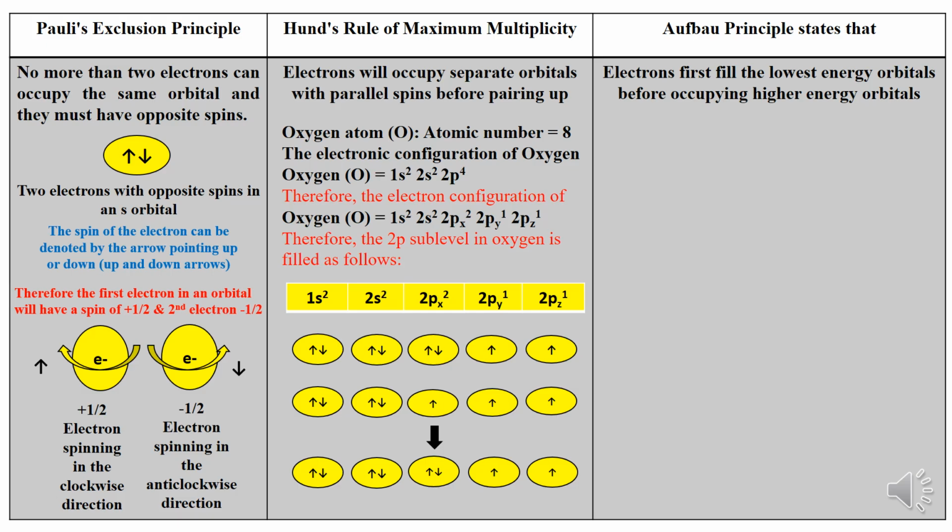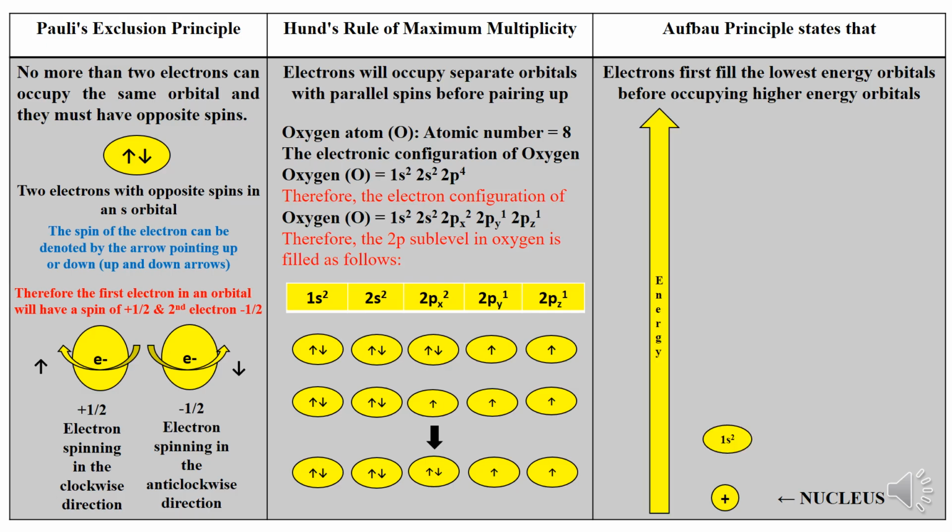And moving on to the Aufbau principle. Now Aufbau principle states that electrons first fill the lower energy orbitals before occupying the higher energy orbitals. So let me explain this particular principle. So we got the nucleus of a particular atom, and the electrons will first fill the low energy orbitals before occupying the high energy orbitals.